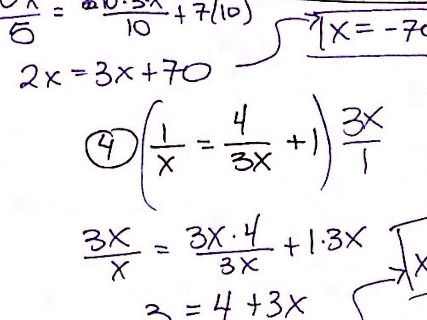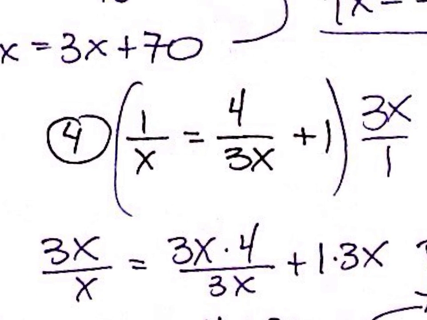Number 4. So that same trick, only here we're doing this with some variables. Let's see if this works. If that weren't there, then we could just cross multiply. But that's not the case, so cross multiplying will not work. We're going to multiply each term by the LCD, which is 3x.